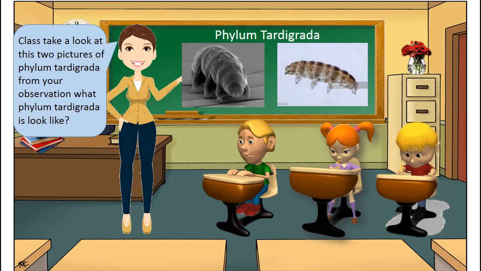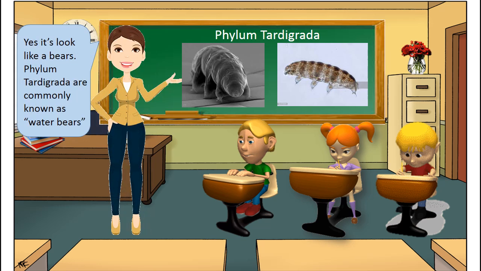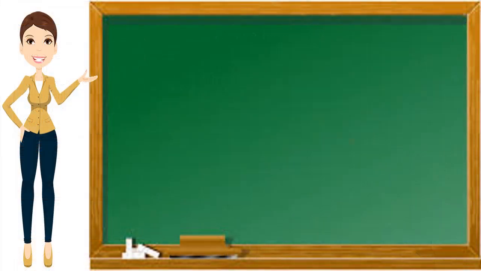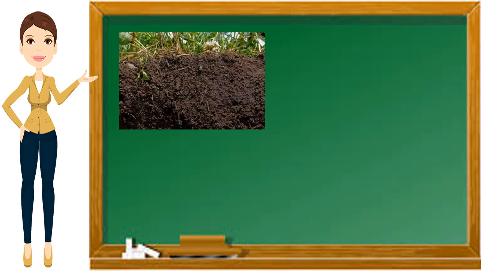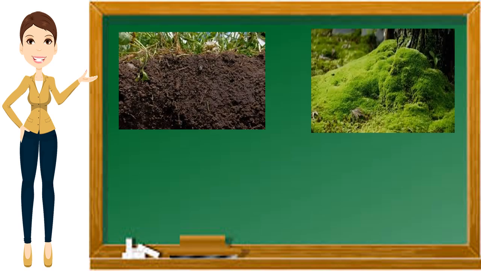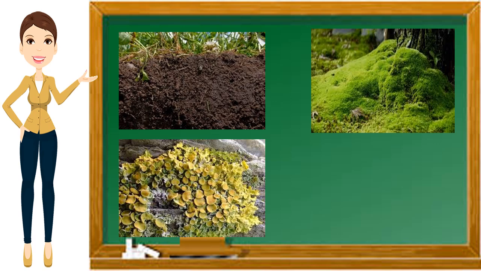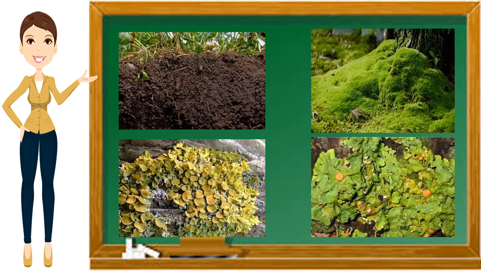Class, take a look at these 2 pictures of phylum Tardigrada. From your observation, what does phylum Tardigrada look like? Yes, it looks like a bear. Phylum Tardigrada are commonly known as water bears. They inhabit tiny terrestrial regions of soils, mosses, lichens, and marine, freshwater, and semi-aquatic environments.